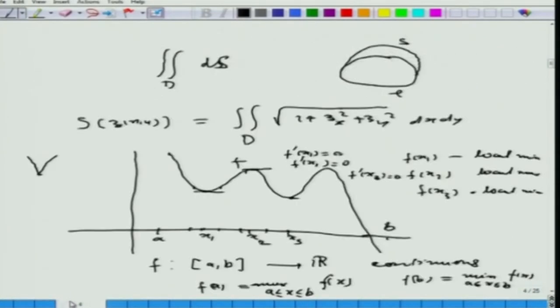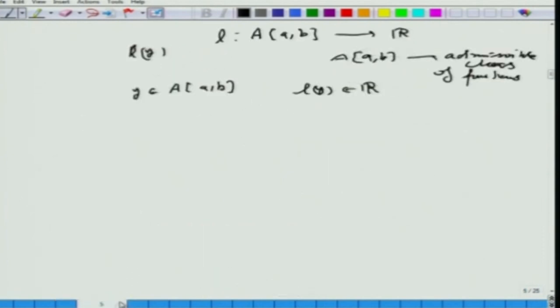Whereas in the previous case, this f was from number to number. Here in this case, L is from a given function to a number. So, it associates a function to a number. Such a thing is called a functional. So, L is called a functional.